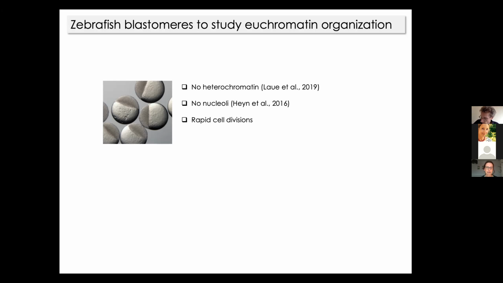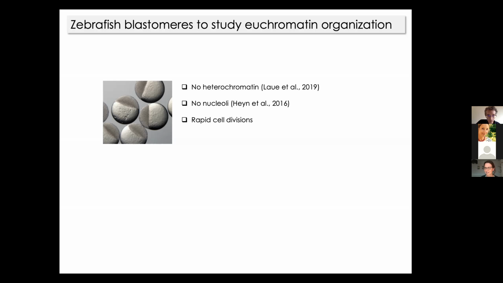And finally, these cells go through very rapid cell divisions, which is convenient because we're interested in the relationship between transcriptional activity and euchromatin organization. And so rapid cell divisions mean that we can very often look at cells as they exit mitosis and ask how the onset of transcription after mitosis relates to the organization of euchromatin.